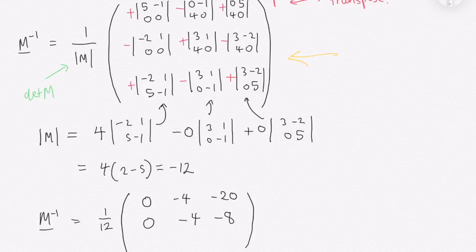-2 times -1 is 2, subtract 5 is -3. 3 times -1 is -3, subtract 0, but then we have a negative here, so this is -3, which is +3. And then finally here we have 3 times 5, which is 15, subtract 0, that is +15. And let's not forget we still haven't transposed this, so we need our instruction to transpose.